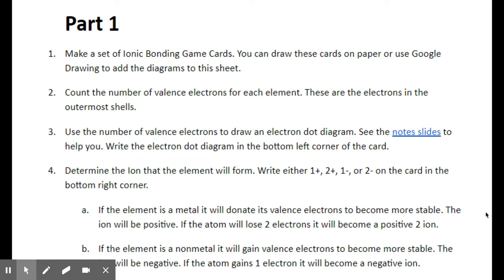You're going to, for each element, count the number of valence electrons. These are the electrons in the outermost shells. Use the number of valence electrons to draw an electron dot diagram, and you can refer back to the note slides to help you. You're going to put that in the bottom left corner of the card. Then you're going to determine the ion that the element will form. It's either going to form a +1, +2, -1, or -2 ion, and you'll write that on the card in the bottom right corner.